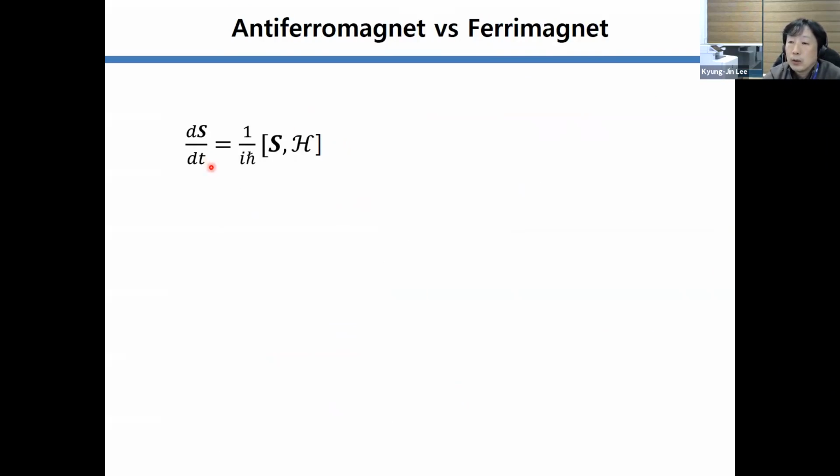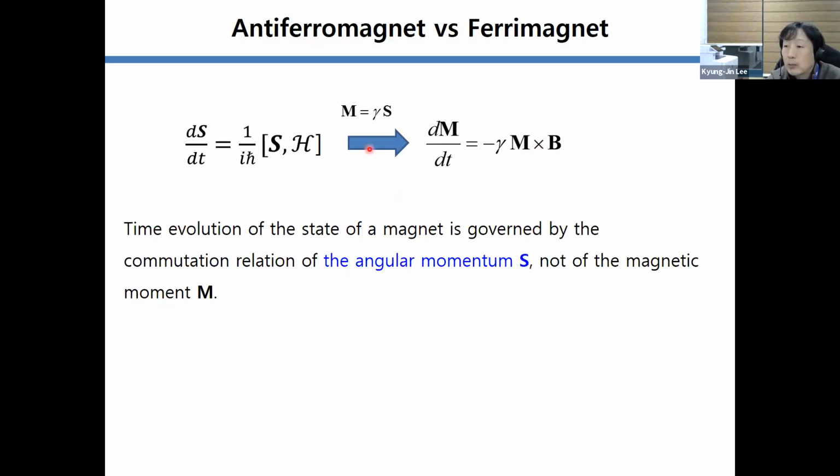Okay, so spin dynamics is given by this Heisenberg equation, with the spin operator and relevant Hamiltonian. Then we get the equation of motion. Then we convert it into M because we are more familiar with M. So then you have this equation, which looks very familiar. This is the precession torque term in the Landau-Lifshitz-Gilbert equation.